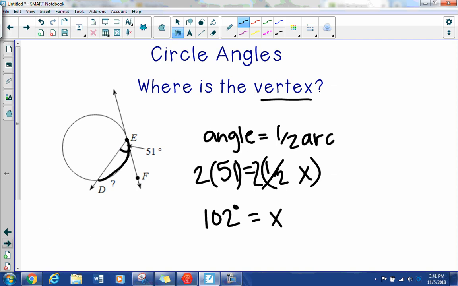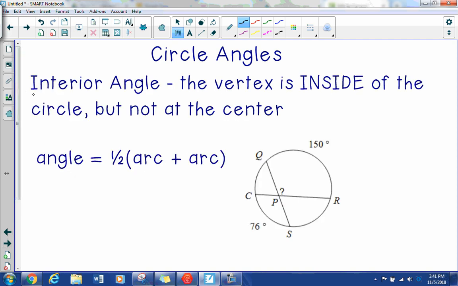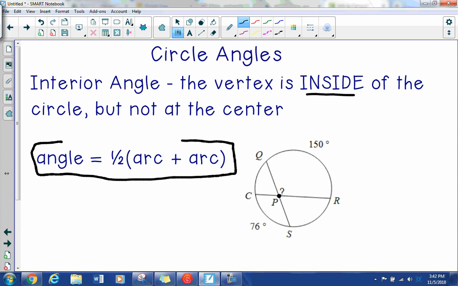Now a new relationship that you don't know yet is the interior angle. This is where the vertex of the angle is inside of the circle but not at the center. And so if you see this picture right here, we've got this angle, here's the vertex, it's inside of the circle but it's not at the center. So it's going to be a new relationship. It's going to be that that angle is equal to 1/2 of arc plus arc.